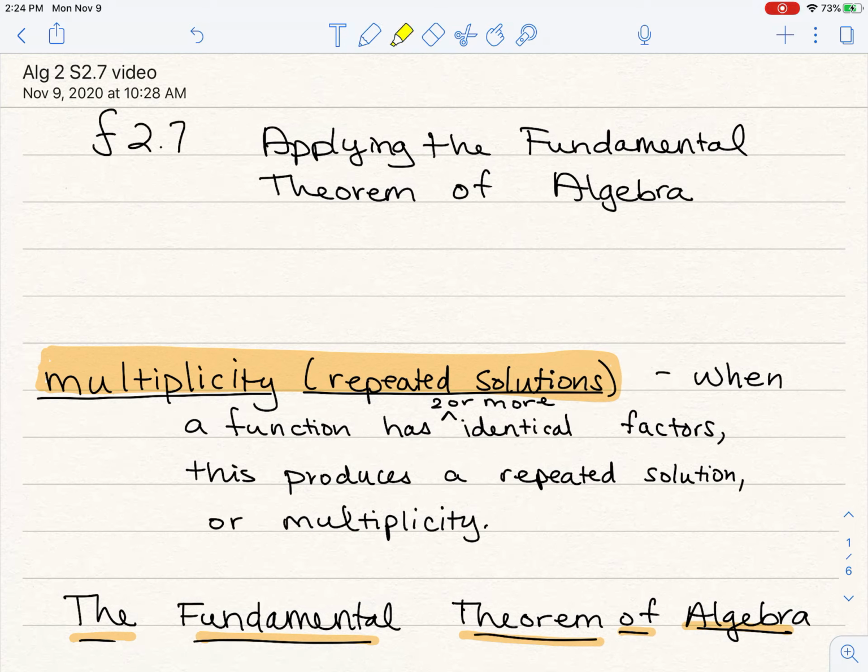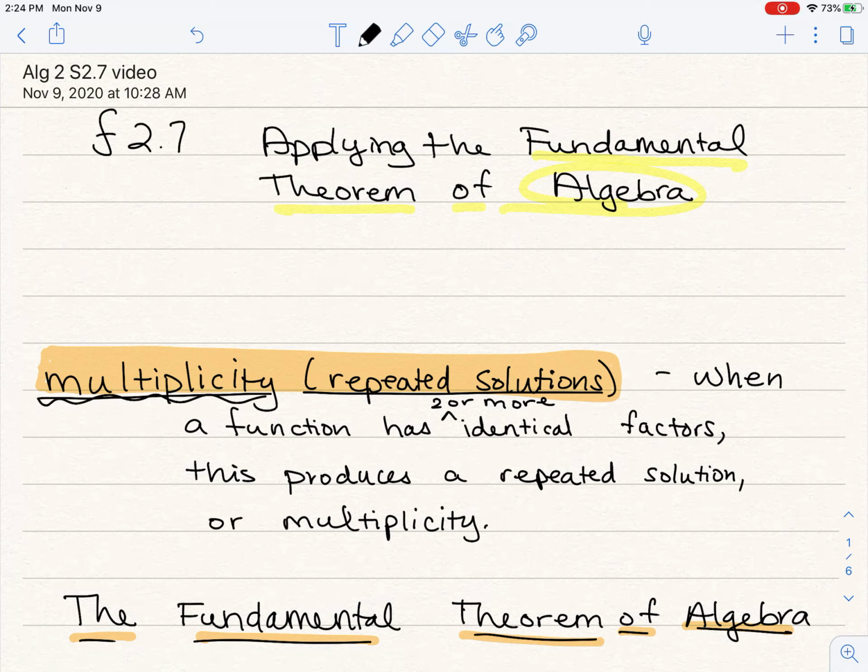Today we're going to be applying the fundamental theorem of algebra. Since we're in Algebra 2, this is a pretty big deal for us. Here's one of our key terms, so let's just go ahead and get started.